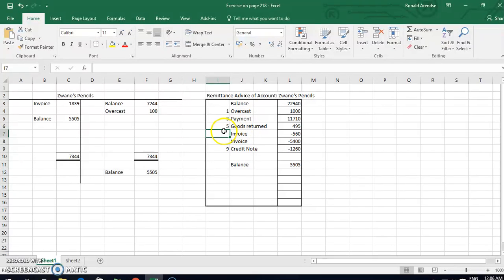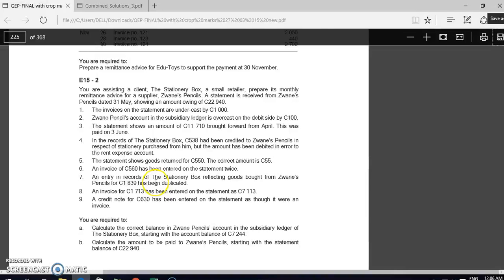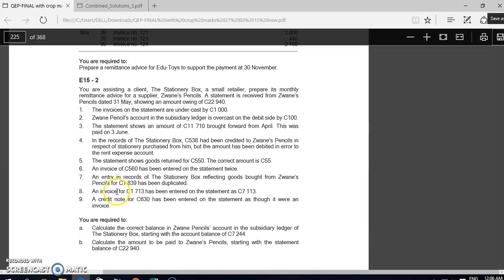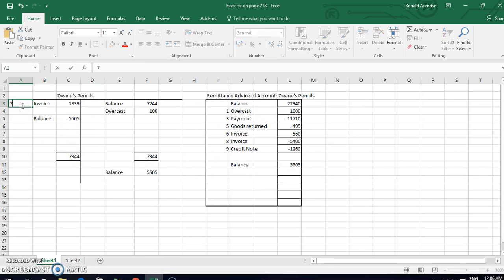So transaction number 6 is there, and then of course the last one in the transaction was number 8. So the statement is now complete. The balance is given to us, the balance we need to know. Then we have an invoice number 7, which is that correction there, and the overcast was number 2. So then we can see all our transactions from 1 to 9 have been dealt with.